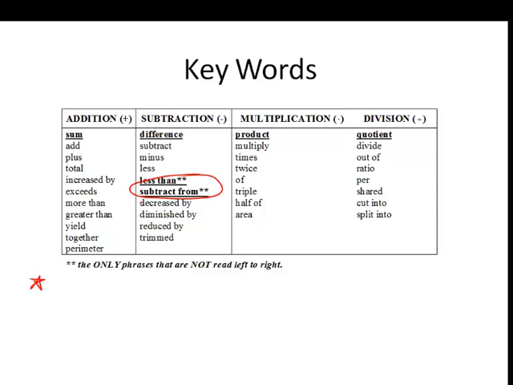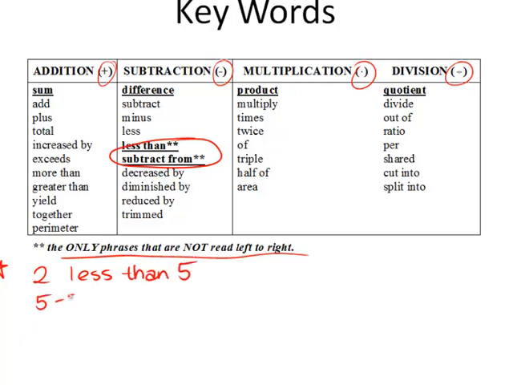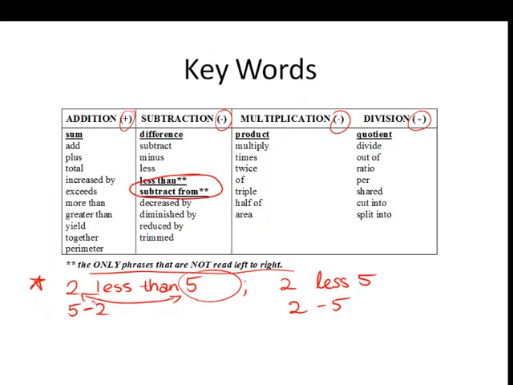They signify a different order of translation. All the other words, you would read them left to right, and they would mean addition, subtraction, multiplication, and division. However, less than and subtracted from are the only phrases that are not read left to right. Meaning, if you had 2 less than 5, that would actually mean 5 minus 2. However, if you had 2 less 5, that's like saying 2 less by 5. That's still in the same order. So specifically less than and subtracted from oppose the order, so you actually take the second part and then subtract the first part.